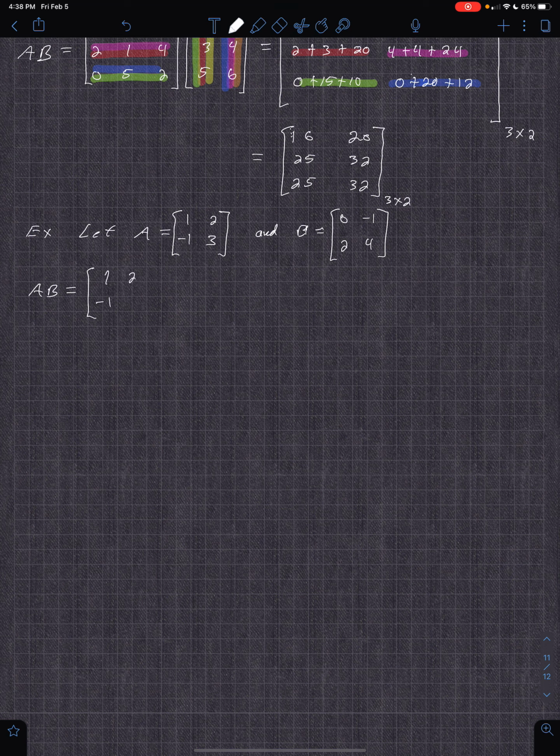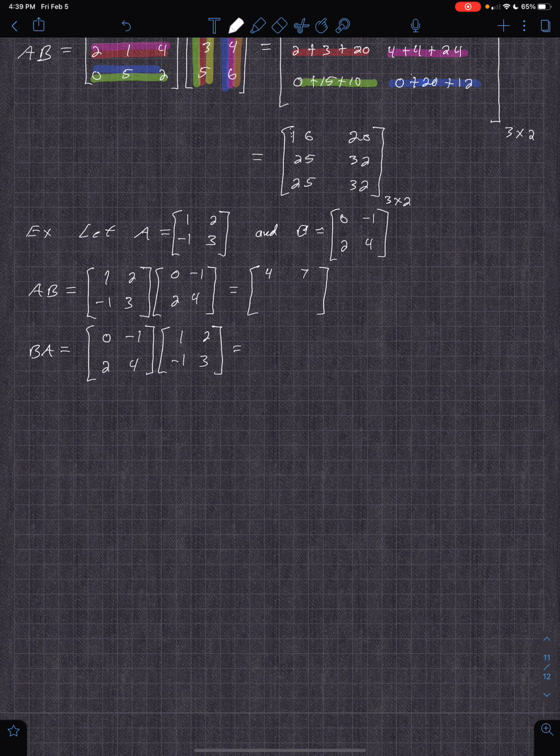So A is 1, 2, negative 1, 3. And then B is 0, negative 1, 2, 4. Okay, do that product and then do B times A. So you can pause this whole thing and go for it right now and work it out. Do the product, see what you get. I'll write down what I have without showing you the details.